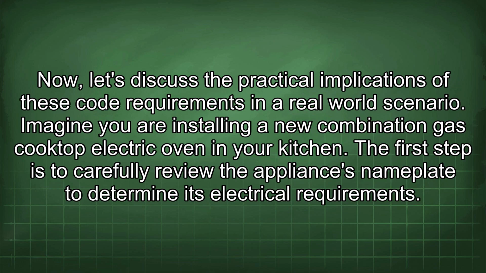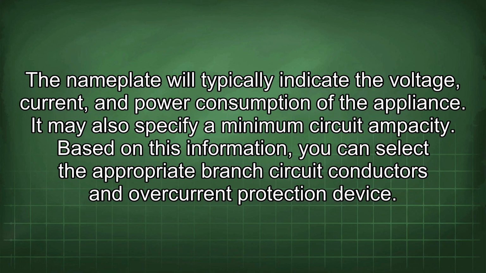Now let's discuss the practical implications of these code requirements in a real-world scenario. Imagine you are installing a new combination gas cooktop electric oven in your kitchen. The first step is to carefully review the appliance's nameplate to determine its electrical requirements. The nameplate will typically indicate the voltage, current, and power consumption of the appliance. It may also specify a minimum circuit ampacity.